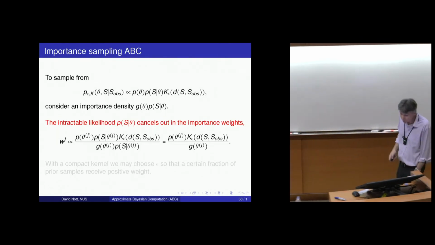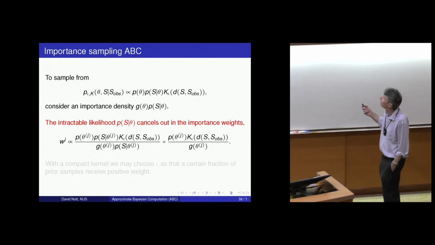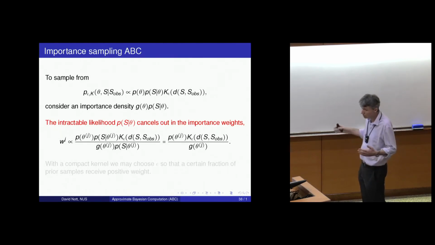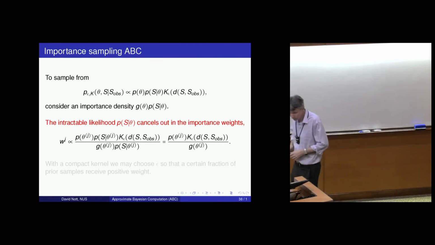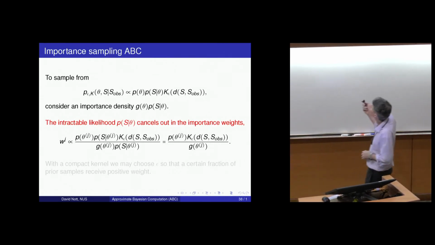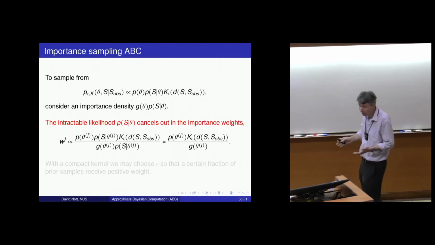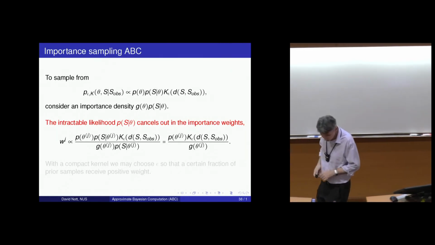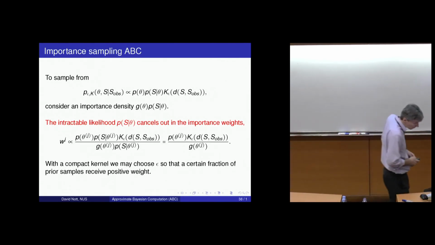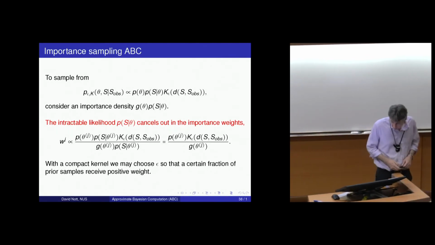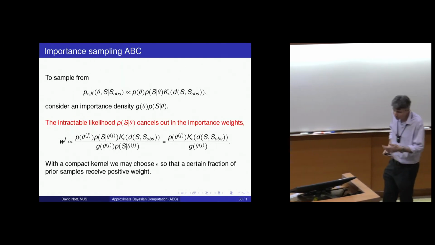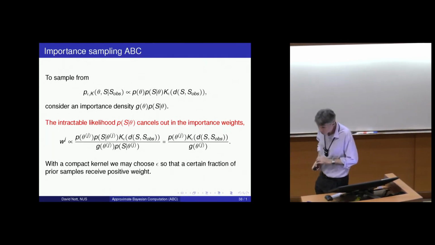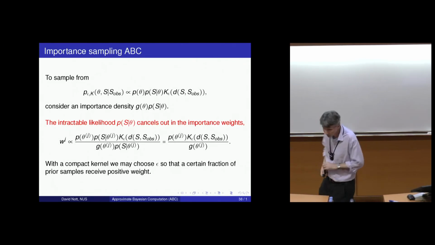Of course, if you were using a uniform kernel, basically within a ball you have equal weights, whereas outside the ball you would have zero weight. If you use the prior as the proposal, and you have a uniform kernel, then you'd have uniform weights on the accepted samples and zero weights outside. So with a compact kernel, you can choose the bandwidth so that a certain fraction of prior samples receive positive weight. So this is similar to adaptive choices of the tolerance in the rejection ABC.